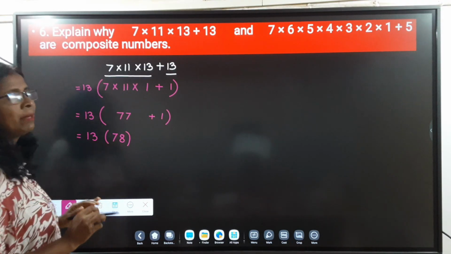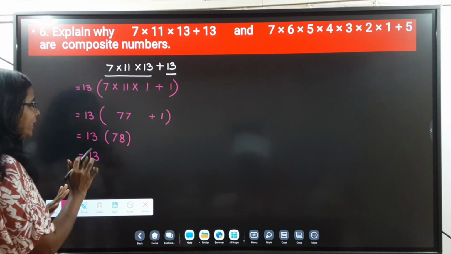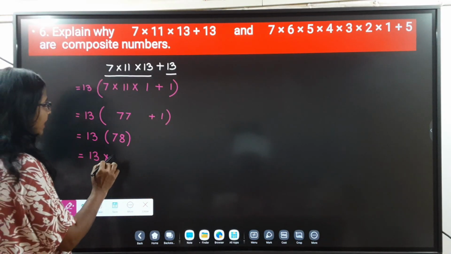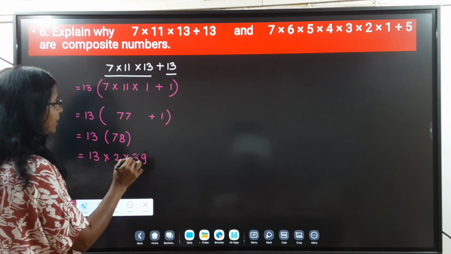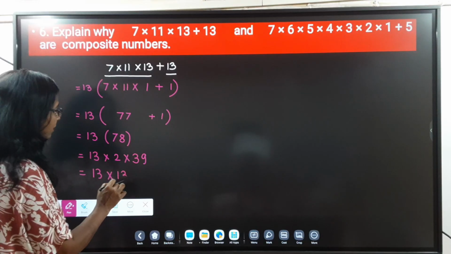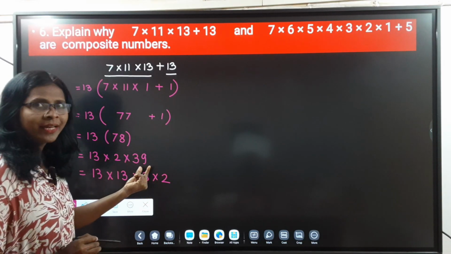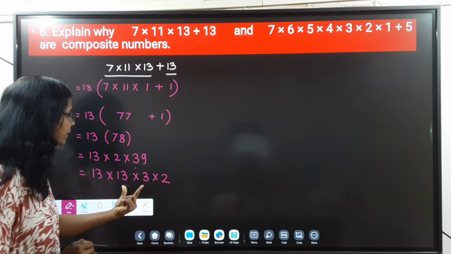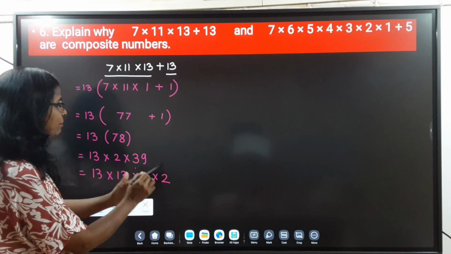Now, students, 13 is a prime factor, so I write it as it is. Then I factorize 78: 2 multiplied by 39, and 39 is 13 multiplied by 3. So I arrange the number as 13 multiplied by 3 multiplied by 2.